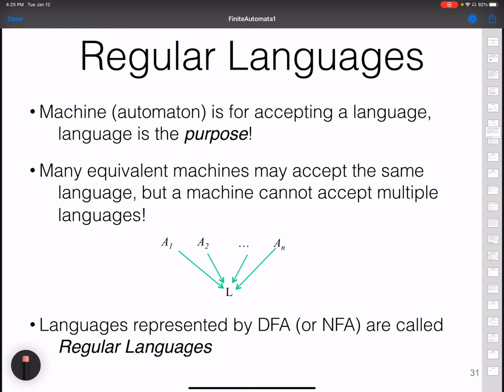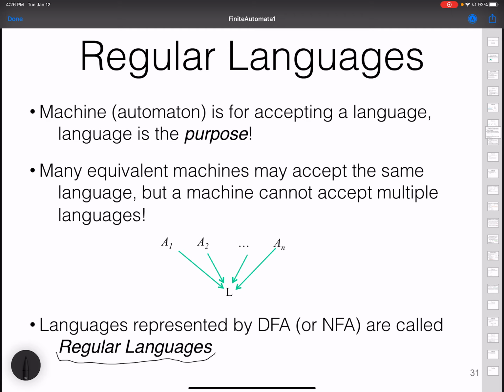So we say that if a language can be represented by a finite state machine, it doesn't matter if it is deterministic or non-deterministic. Basically, deterministic and non-deterministic finite states represent the same power. They're just different representations. So both of them are representing a set of languages. Those set of languages are called regular languages.